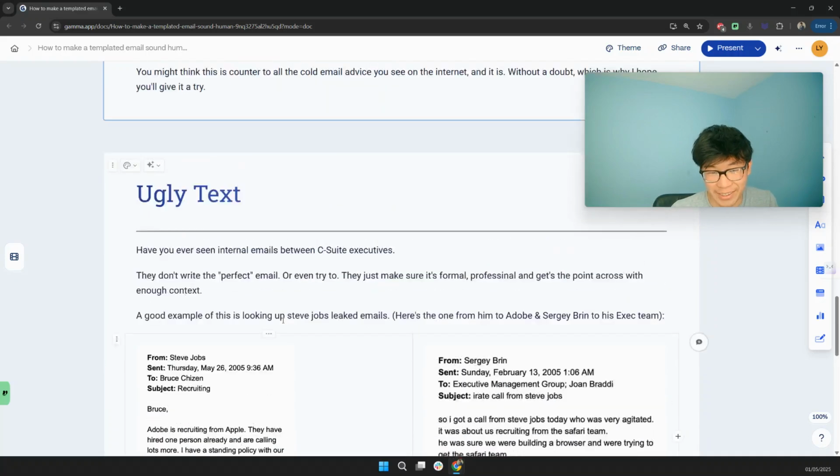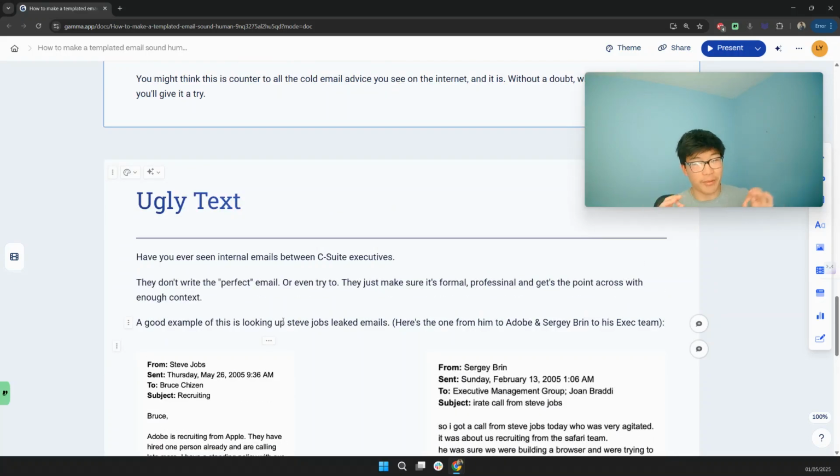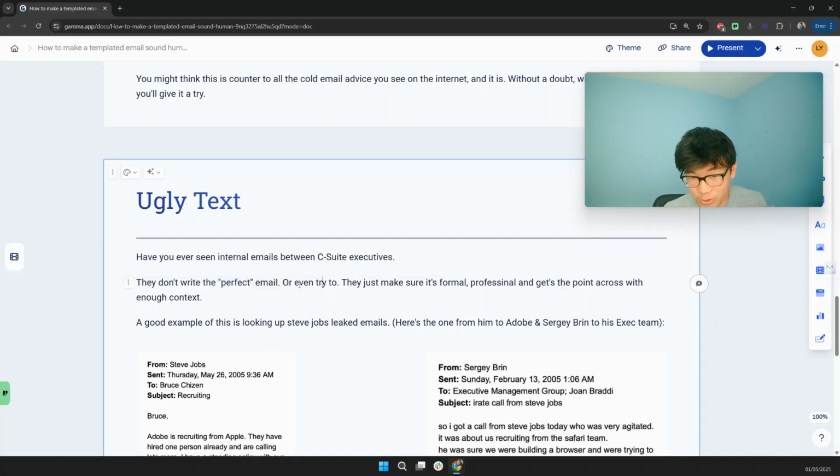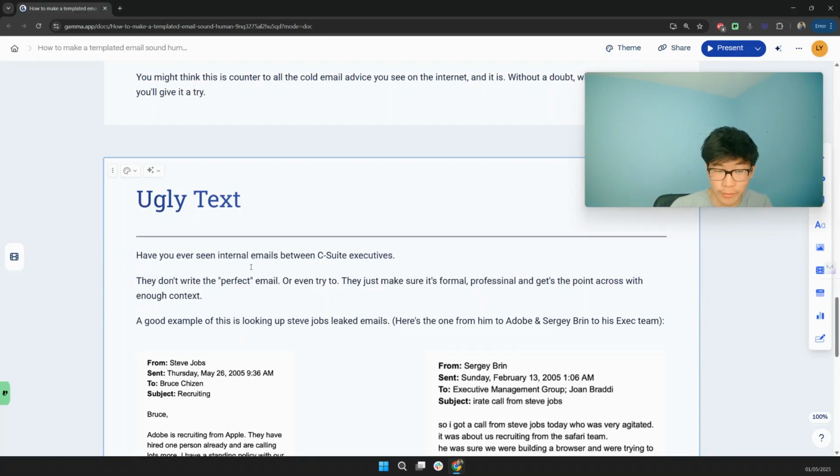Ugly text, right? This is the next segment. Have you ever seen internal emails between C-suite executives? You need to look this up. It's so funny, it's actually so interesting. These guys are making millions on millions, and they just don't care. They don't write perfect emails, or they don't even try to. They just make sure it's formal if it's on a B2B basis with someone that's not in the organization, and it gets the point across with enough context.